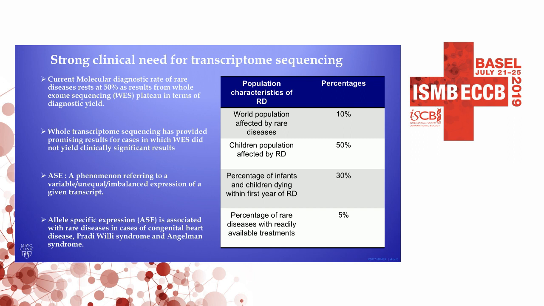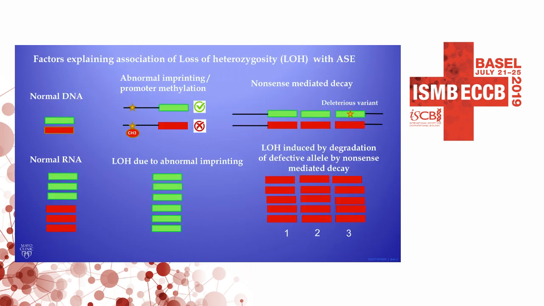And one of the phenomena that transcriptome sequencing is particularly being used for is for evaluating allele-specific expression, which refers to variable or unequal allelic imbalance in a given transcript. It is associated with rare diseases in cases of congenital heart disease, Prader-Willi syndrome, and the Angelman syndrome. To draw your attention to the factors explaining the association of loss of heterozygosity with ASE.